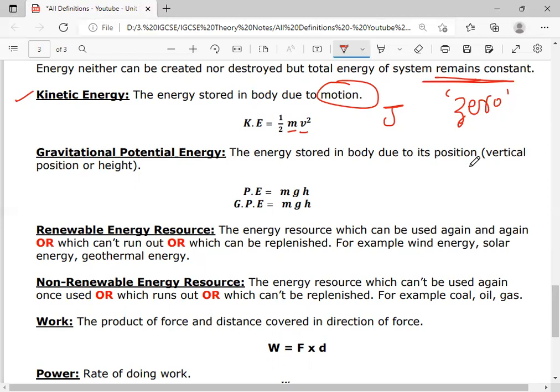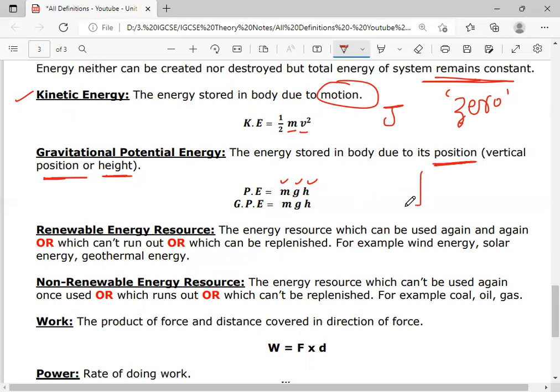Then here comes another definition, gravitational potential energy or potential energy. The energy stored in the body due to its position, and in general we will always consider the vertical position or vertical height, and that energy is called gravitational potential energy. And the formula of gravitational potential energy is equal to mgh. M stands for mass, g stands for gravitational field strength, and h stands for height, vertical height.